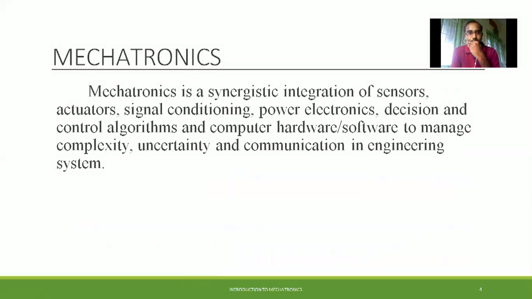So here is the perfect definition for mechatronics. It's a synergetic integration of sensors, actuators, signal conditioning, power electronics, decision and control algorithms, and computer hardware or software to manage complexity, uncertainty, and communication in engineering systems. So, what we call engineering systems, communication in engineering systems.